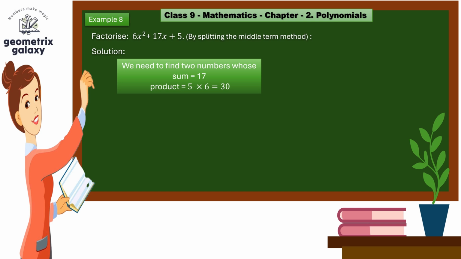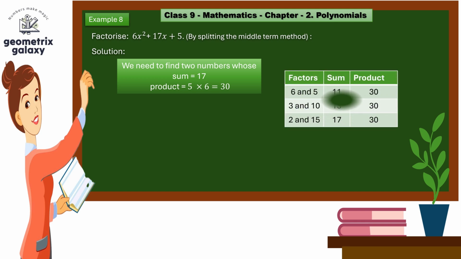Here we need to find two numbers in such a way that the sum of the numbers should be 17, that is the coefficient of the middle term x, and the product of those two numbers should be the product of 6 and 5, that is the constant term and the coefficient of x squared term, which is 30. Now we have to choose such factors. 6 into 5 is 30, but the sum is equal to 11. So we cannot use 6 and 5.